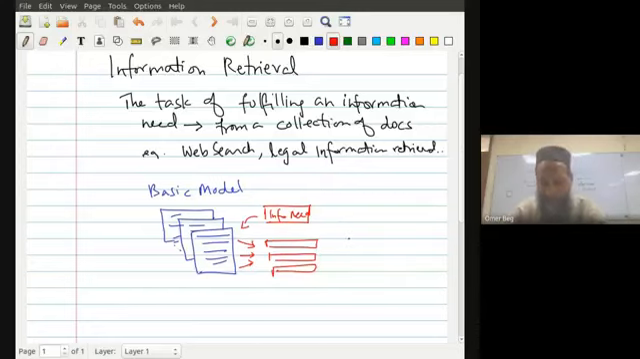So IR systems were ironically built to reduce information overload. Web search and these search engines were actually built so that users are not loaded with extra information, a lot of information that confuses them.